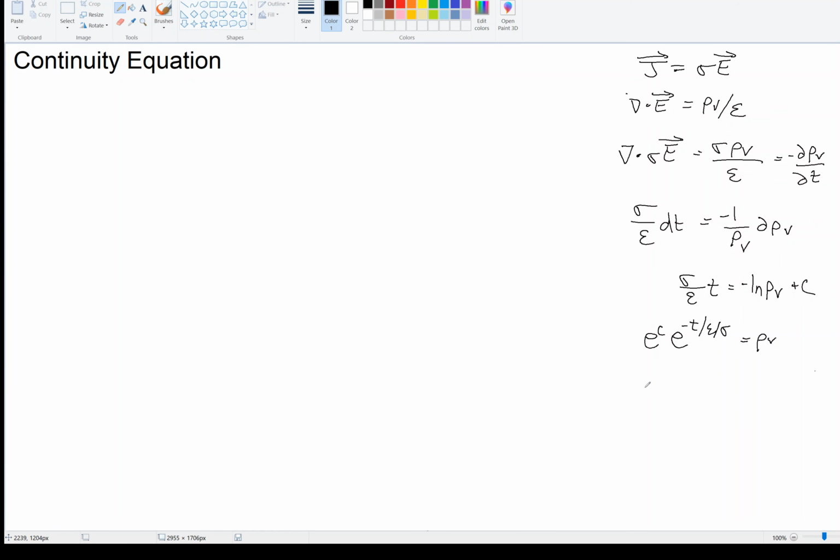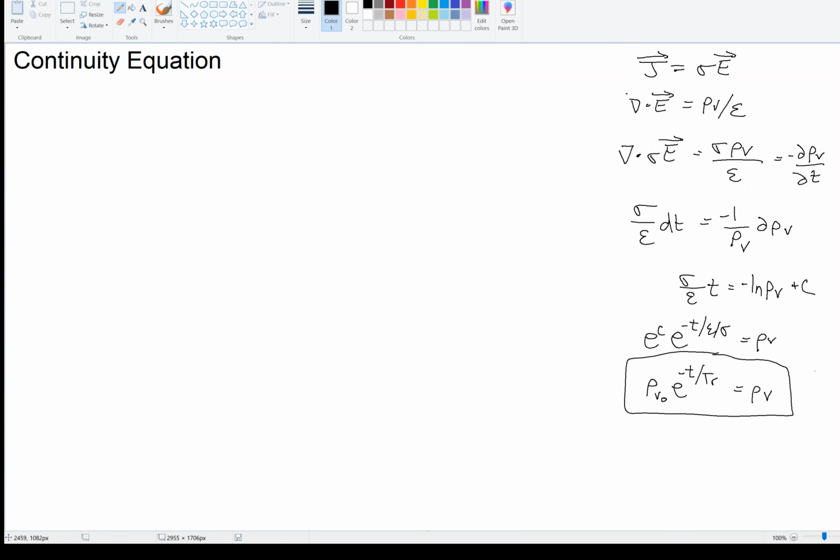You'll see this is exponential decay. So I'm going to call that constant e to the c rho V0, the initial volume charge density. And then this epsilon over sigma has to have units of time. So I'm going to call that capital T sub r. And so I'm left with this equation.